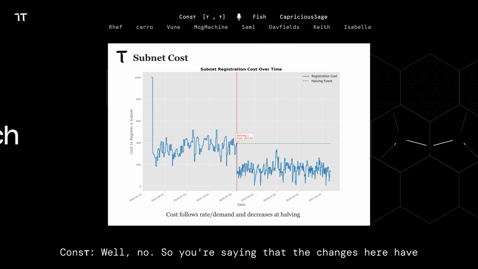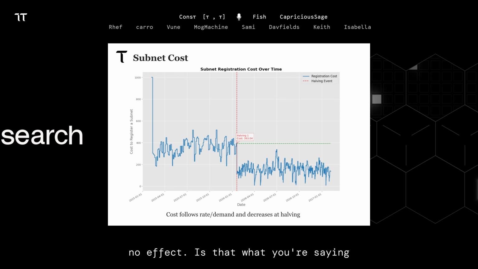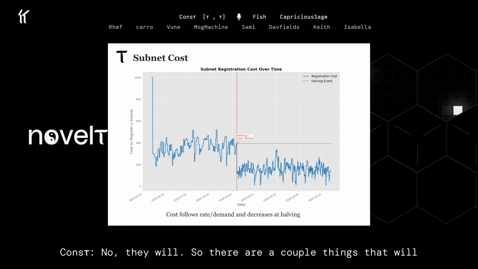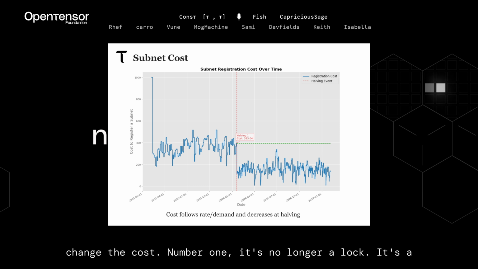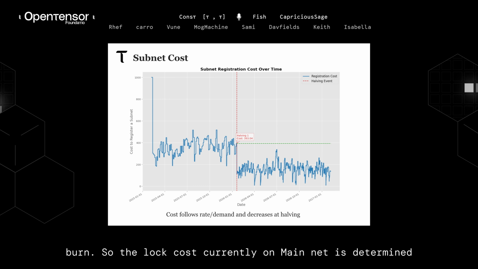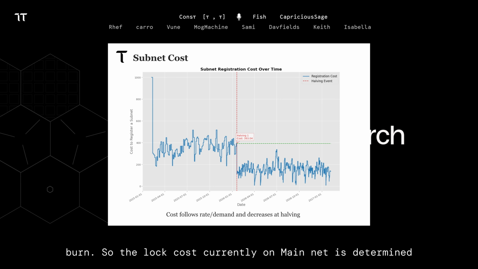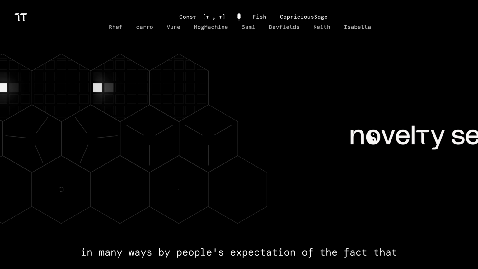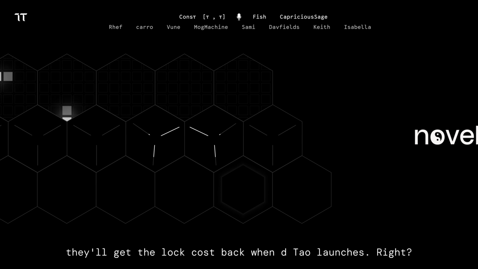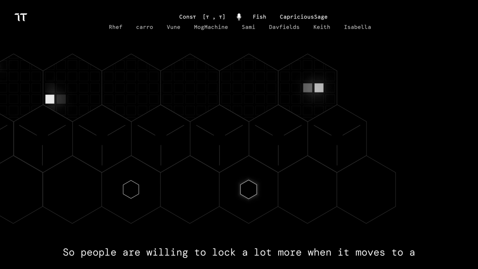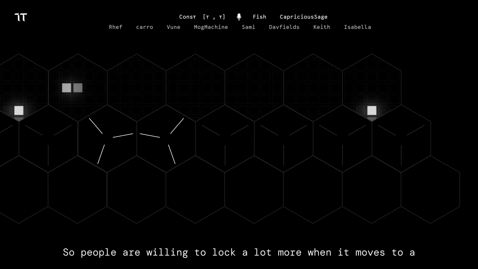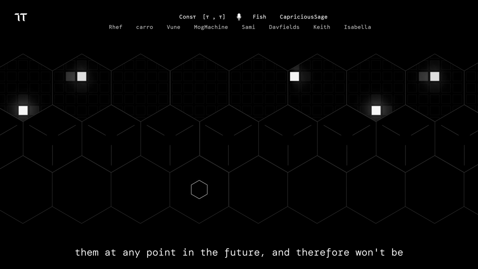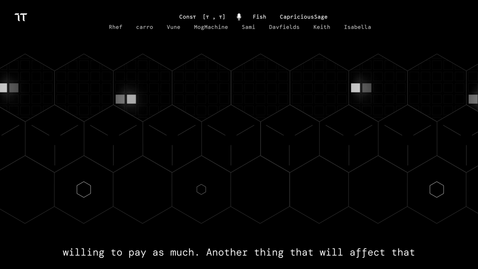Well, no. So you're saying that the changes here have no effect? Is that what you're saying? On the cost of the subnet registration? No, they will. So there are a couple things that will change the cost. Number one, it's no longer a lock; it's a burn. So the lock cost currently on mainnet is determined in many ways by people's expectation of the fact that they'll get the lock cost back when dTAO launches, right? So people are willing to lock a lot more. When it moves to a burn, people know that TAO is no longer accessible to them at any point in the future, and therefore won't be willing to pay as much.